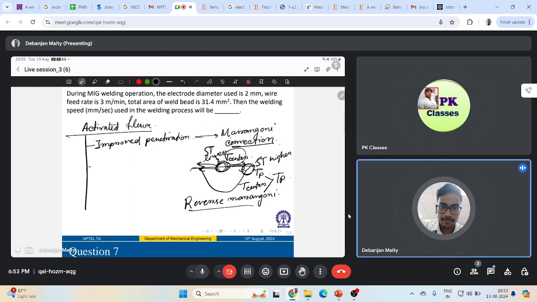So this is called reverse Marangoni because it is changing the direction of the flow. It will come from this to this, something like this, from periphery to the center, and it will extend towards the thickness direction. So the depth will be higher over here, or the penetration will be higher over here because of the reverse Marangoni.